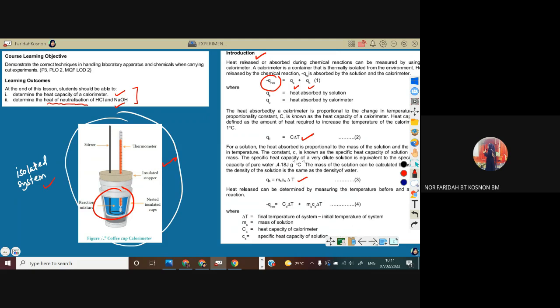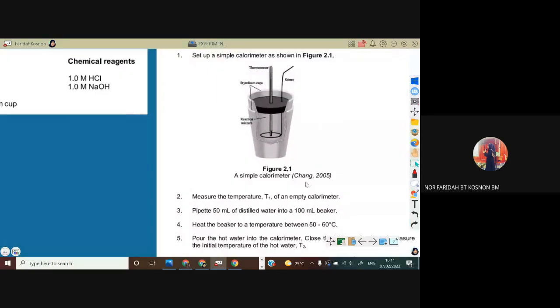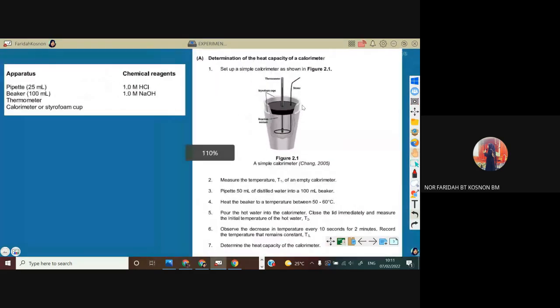Okay, so now this is the procedures. Kita go through procedure ni semalam kelas MD13, saya besarkan sikit screen ni. Okay, first of all, please refer to the apparatus. Okay, walaupun kita buat online, kita kena tahu kita nak guna apa. We have to use pipette 25 ml, beaker 100 ml lebih kurang, thermometer to observe the temperature change, calorimeter or styrofoam cup ataupun kalau dalam makmal kita dah bekalkan coffee cup calorimeter ni, kita dah buat siap-siap. Belajar tinggal ambil dan set up saja. And the chemical reagents are 1.0 molar hydrochloric acid and 1.0 molar sodium hydroxide solution.